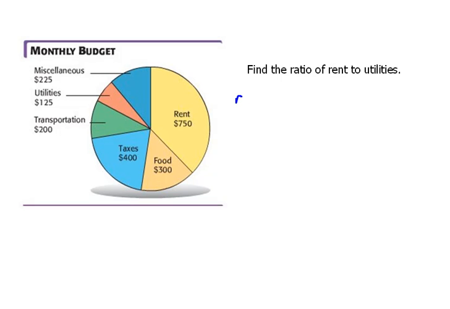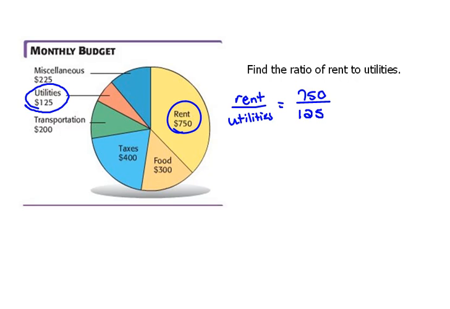So again, we want to keep this in the proper order. So we're writing the ratio of rent compared to utilities. So now I can go to my graph and look to see how much is the rent. And that would be $750, compared to the utilities, which they've told us is $125. So now looking at 750 compared to 125.